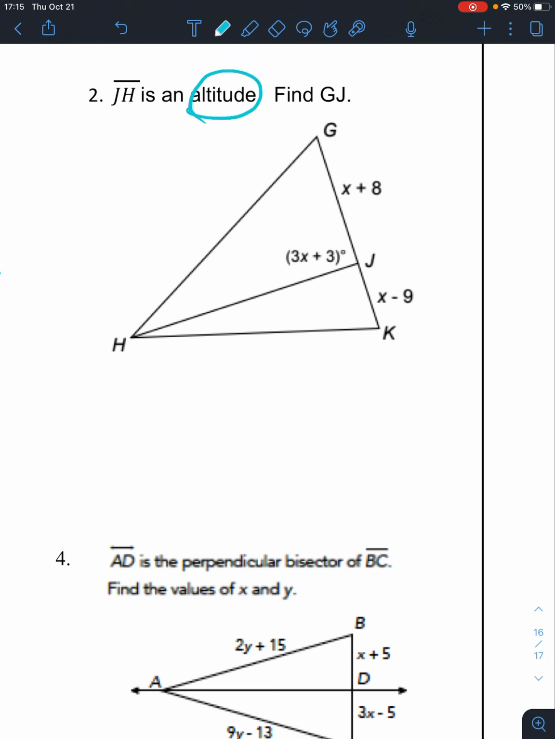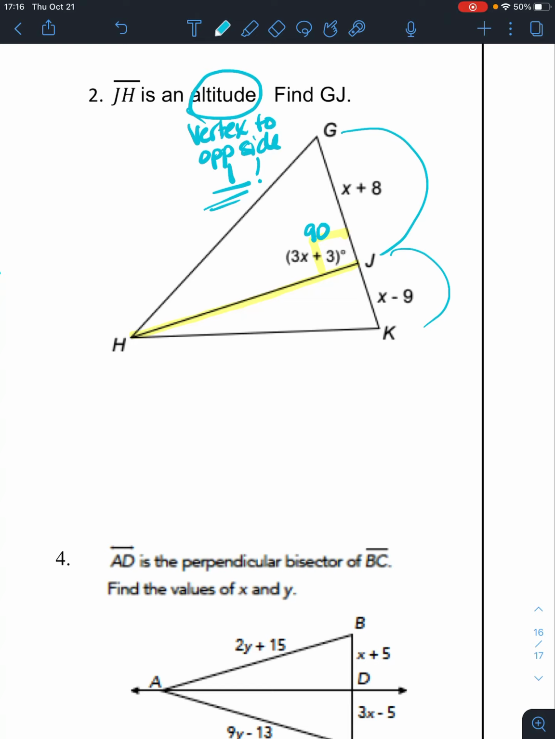Okay, number 2, JH is an altitude. As soon as you see that word, you need to be thinking what that means. That means vertex to opposite side, and it is perpendicular. That's the important part. So HJ or JH is perpendicular, so that's a 90-degree angle. I want GJ. Well, GJ is a segment. There is no relationship between GJ and that angle at GJH. What I do know is that right angles are 90 degrees. I have no relationship between GJ and JK, so I can't set that up.